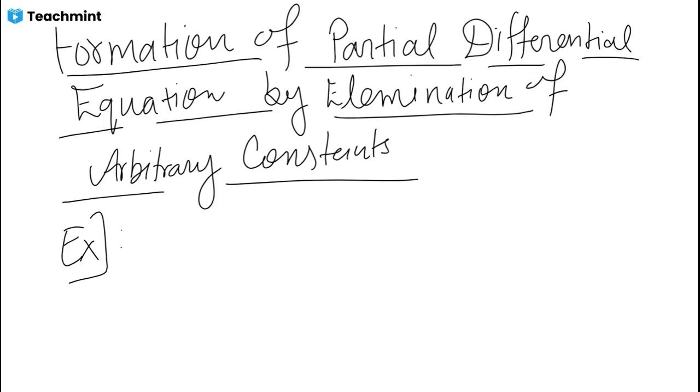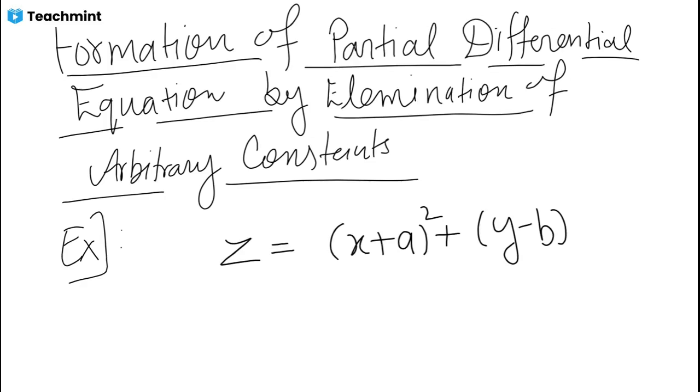Okay. So let us understand this by using an example. We have the function z is equal to x plus a whole square plus y minus b whole square. And a and b are arbitrary constants. We need to eliminate them and form the partial differential equation.